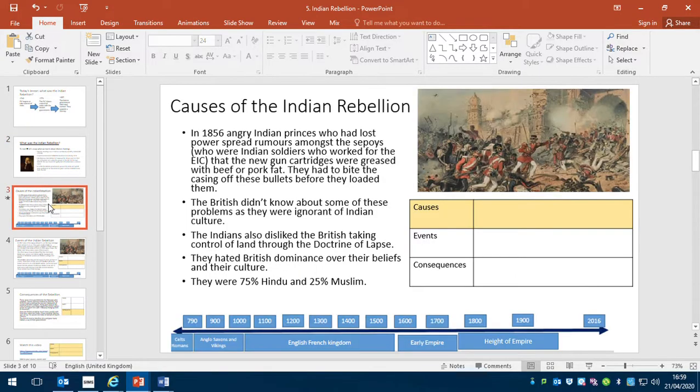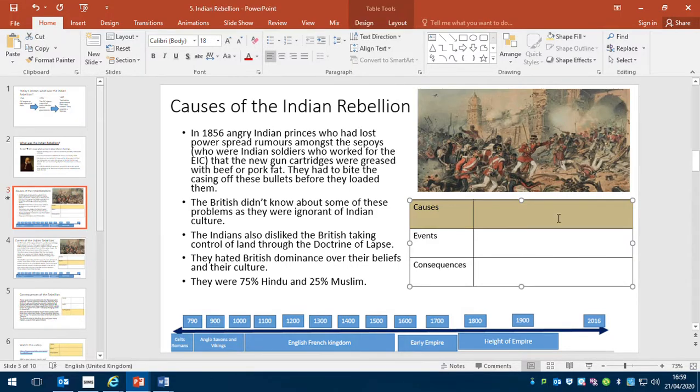Those of you who are staying with me, or who've picked back up again, we're now going to have a look at the causes of the Indian Rebellion, which happens in 1856 through to 1857. Now, as you can see on the slide, I've created a little table for you. What I want you to do is write a table onto your lined paper, or the blank paper you've got in front of you, looking just like this.